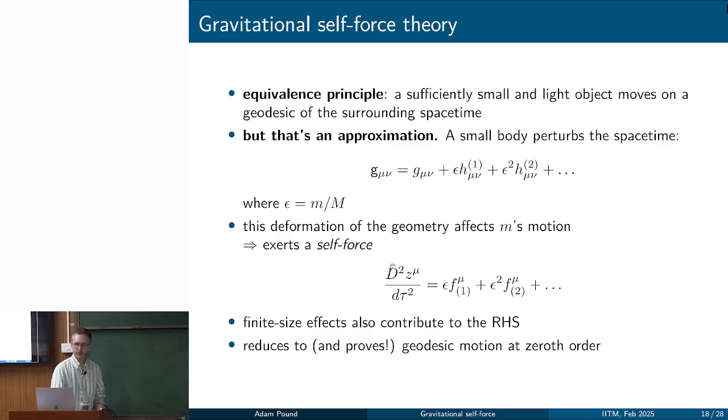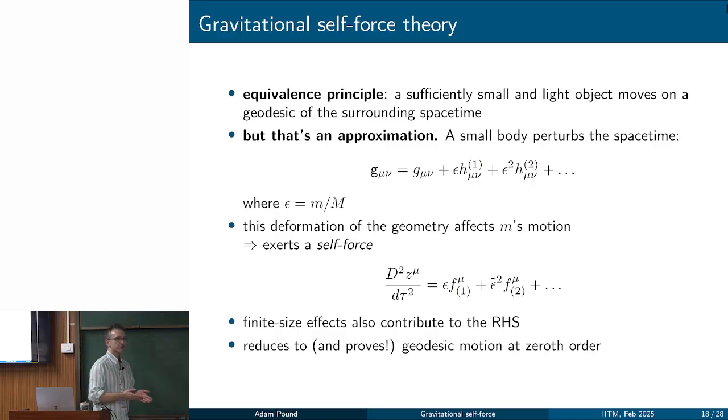Here I'm writing down the covariant acceleration in the background metric. If this were a test mass, the right-hand side would be 0, and it would be moving on a geodesic, but instead we have little corrections to geodesic motion. F1 comes from H1, F2 comes from H2, and so on. The things on the right-hand side we call the self-force, or in this case, the self-force per unit mass. If I were writing down Newton's law, I would multiply the entire thing by the mass.